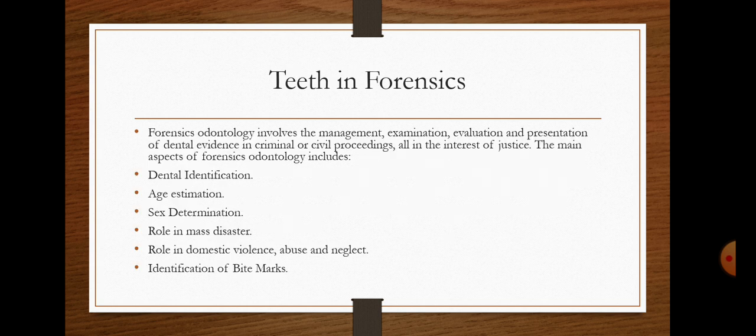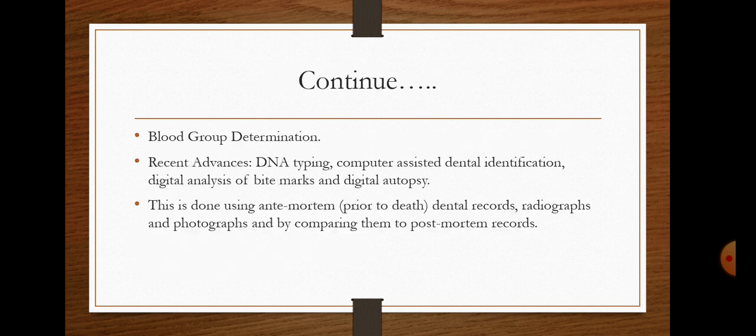Teeth in forensics. Forensic odontology involves the management, examination, evaluation, and presentation of dental evidence in criminal or civil proceedings, all in the interest of justice. The main aspects of forensic odontology include dental identification, age estimation, sex determination, role in mass disaster, role in domestic violence, abuse, neglect, identification of bite marks, blood group determination, recent advances, DNA typing, computer-assisted dental identification, digital analysis of bite mark, and digital autopsy.